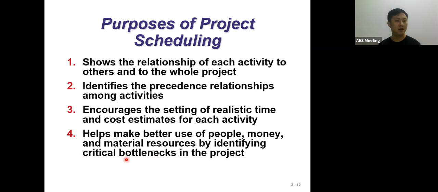If you delay those critical activity durations, it will delay the entire project. At the same time, if we try to shorten the duration of the project, we usually also try to deal with the critical bottleneck activities. For example, we try to shorten the duration of the bottleneck activities, so that it is possible to shorten the project duration. I hope that you're getting these meanings.